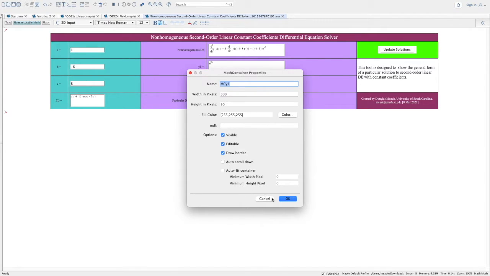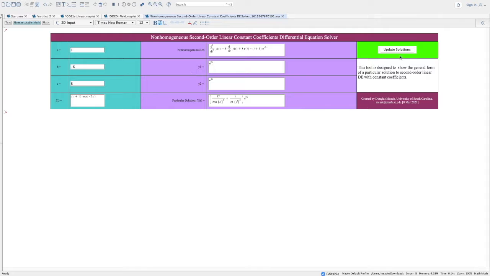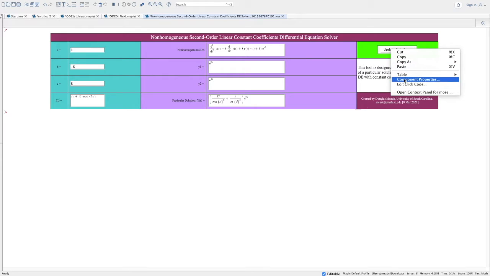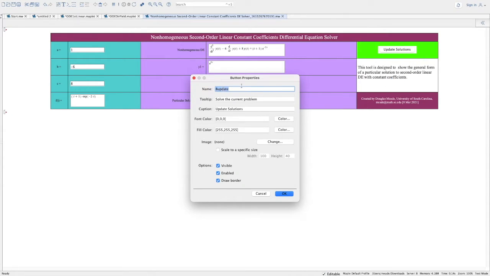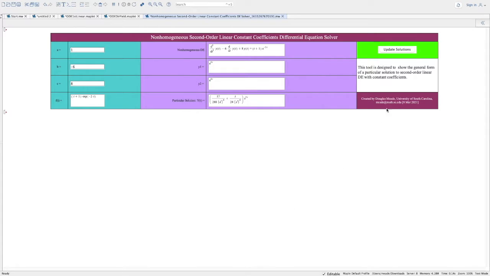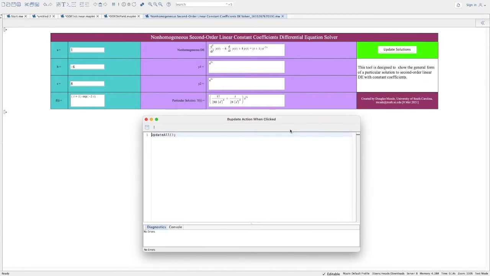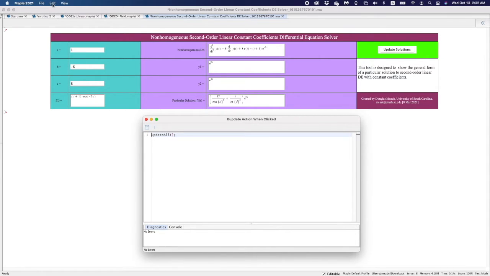And this is a relatively simple resource here. All the action takes place in this bright green Update Solutions button. And this is a button, right? And so on that button, we set the properties of this button, and we see that when this button is clicked, what's executed is this command, update all. Now, update all is a procedure that I have defined in the startup code.